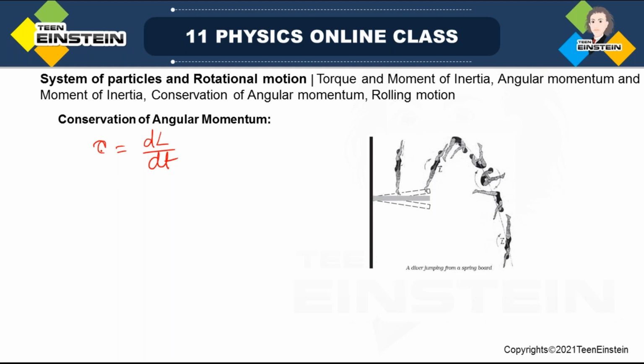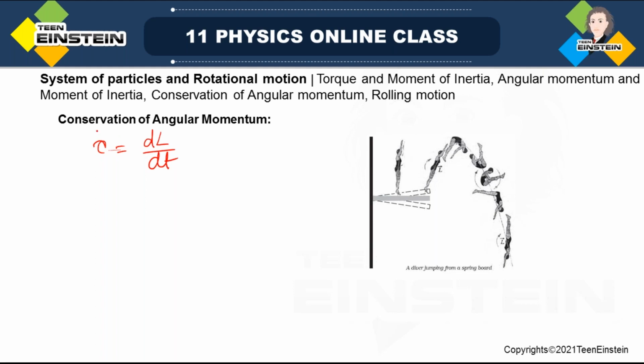If the external torque is zero, we'll see what is happening. So if the external torque is zero, then angular momentum remains constant. The total external torque acting on a body is zero, then the angular momentum of the body is conserved. So this is called the conservation law.